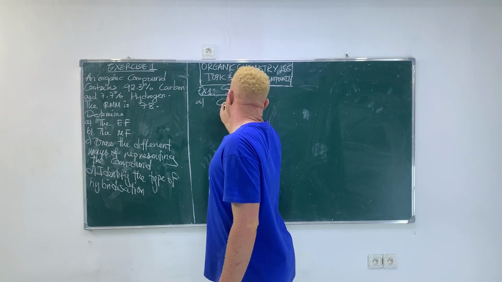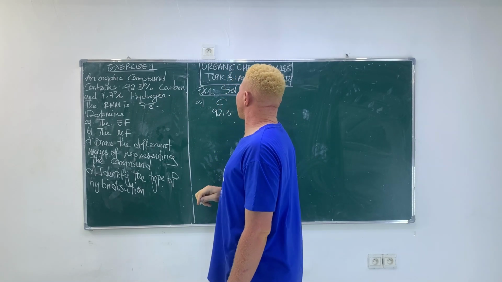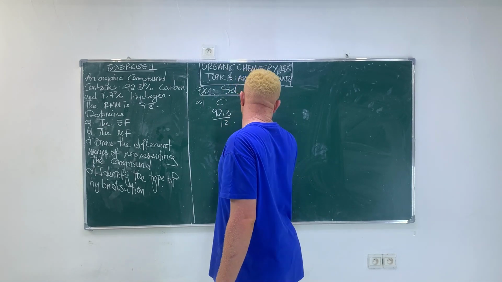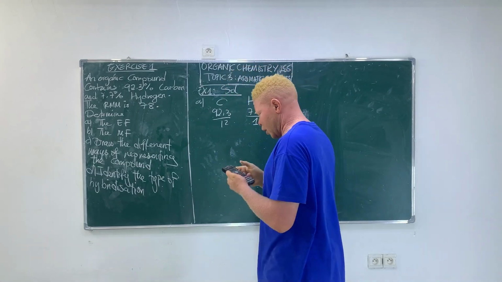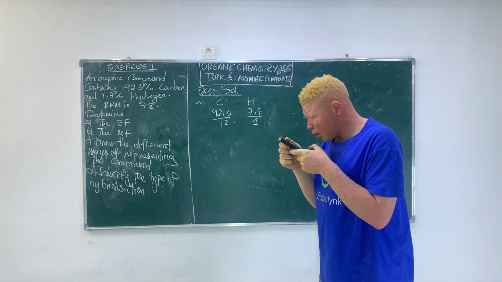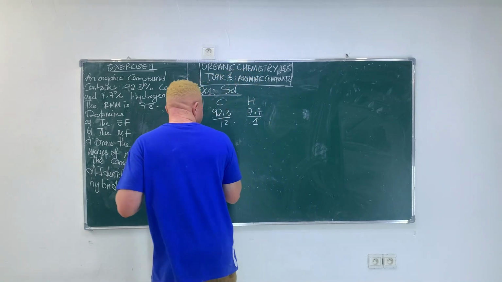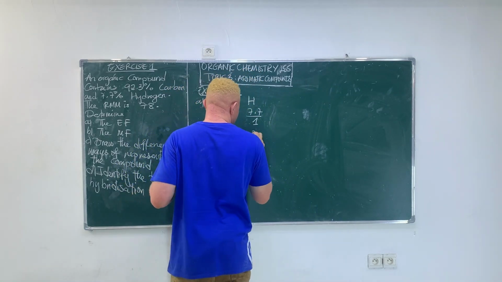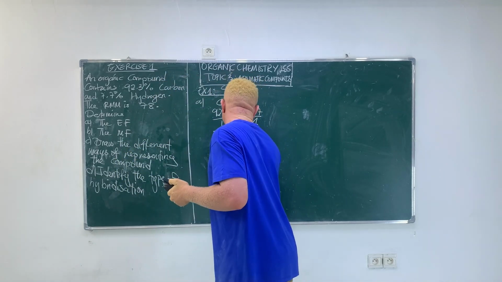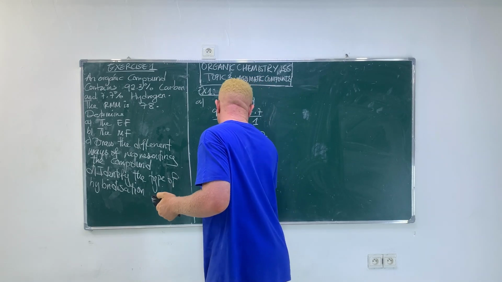So A, carbon: the percentage of carbon is 92.3. The percentage of hydrogen is 7.7. Carbon is 12, hydrogen is 1. So let's do the division. 92.3 divided by 12 is 7.69. And 7.7 divided by 1 is 7.7. So divide by the smallest, 7.69. 7.69 divided by 7.69 is 1. Hydrogen gives the same, so the ratio is 1 to 1.